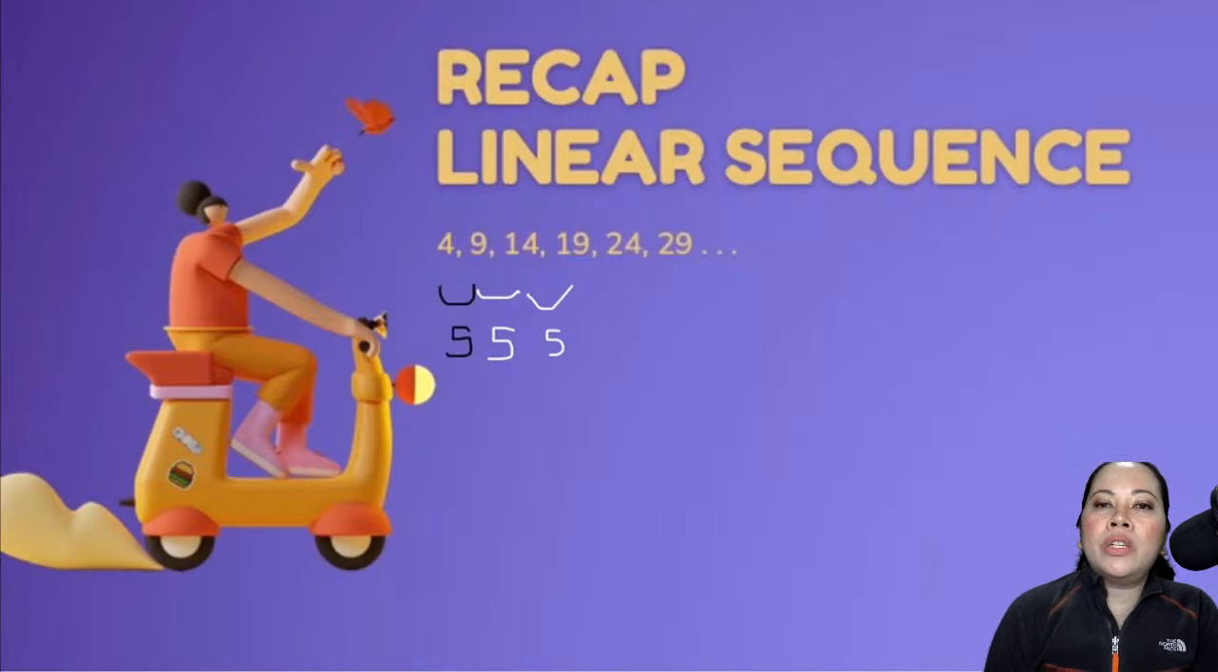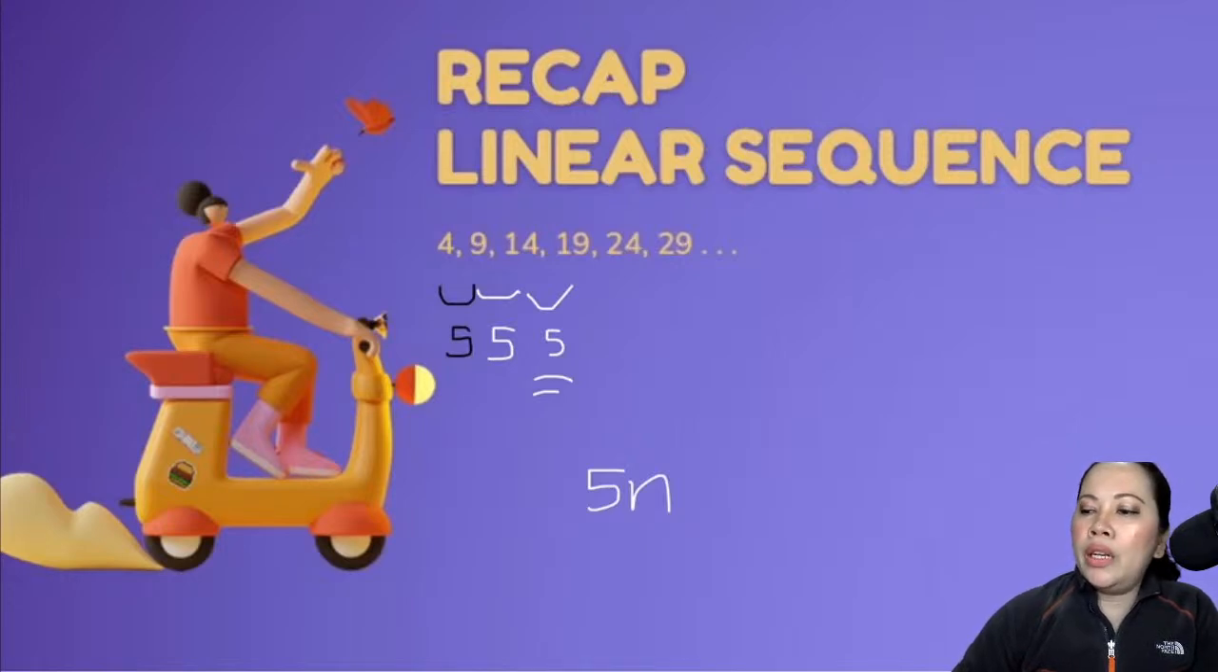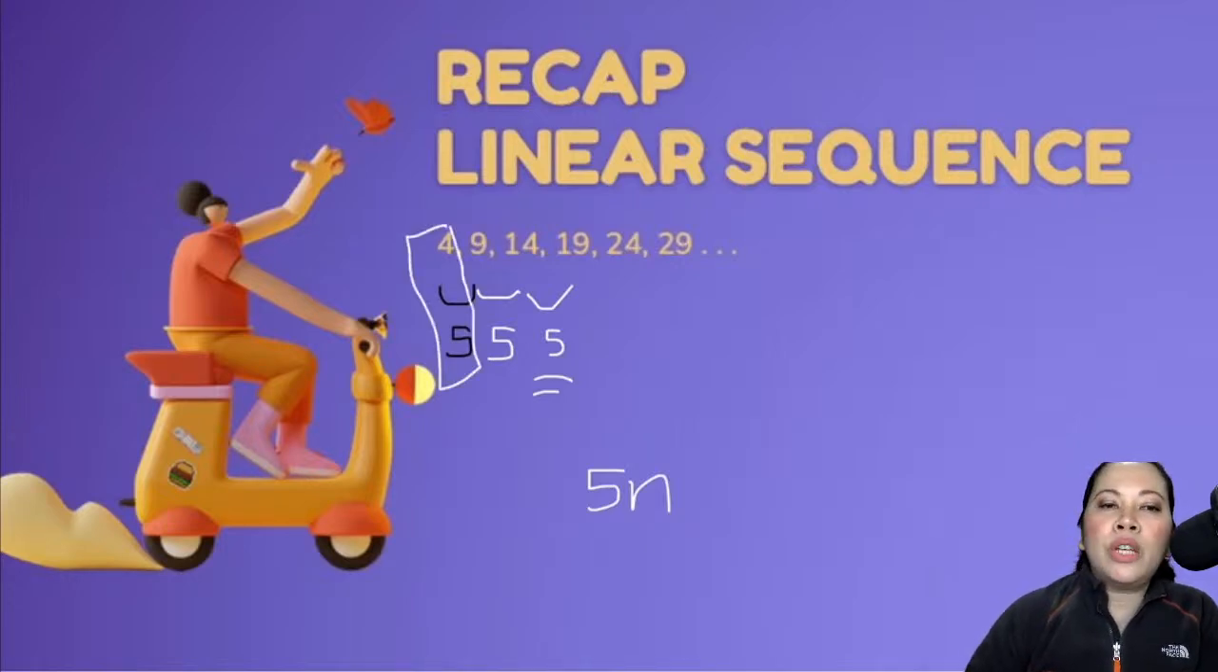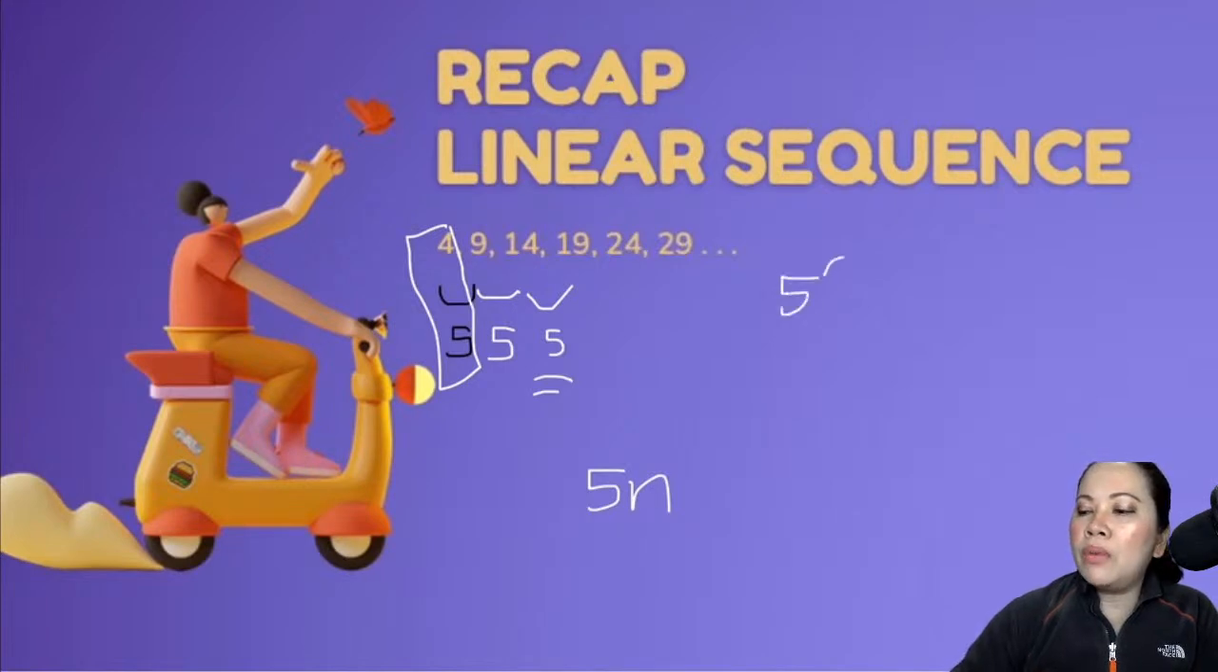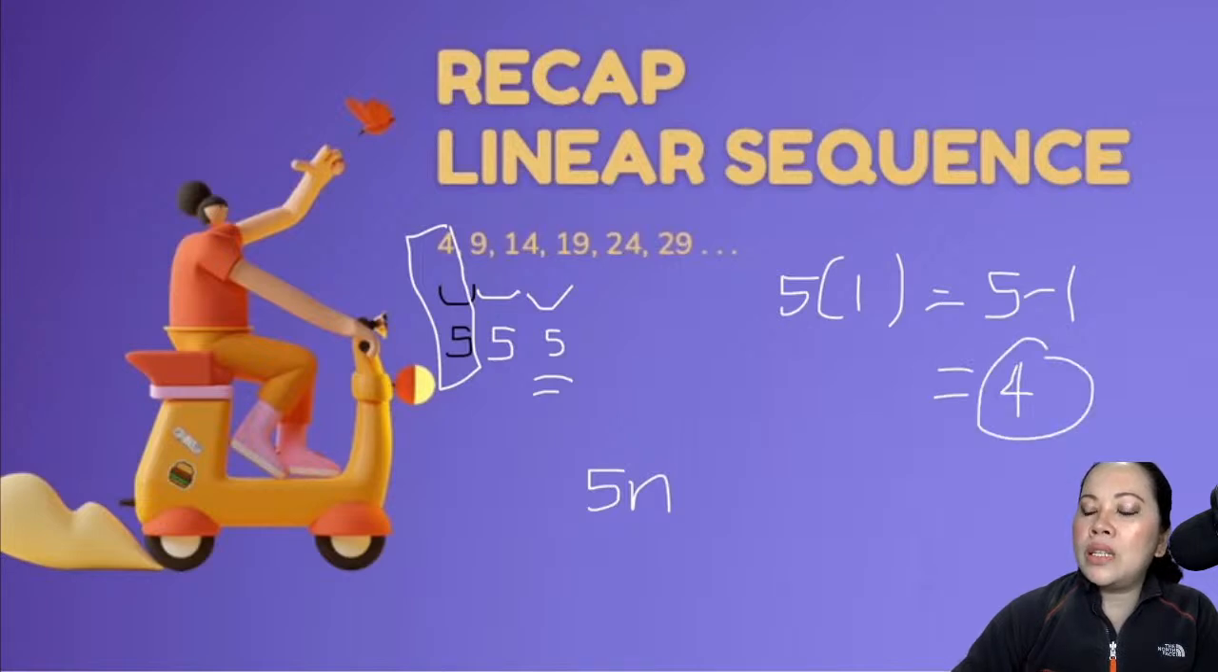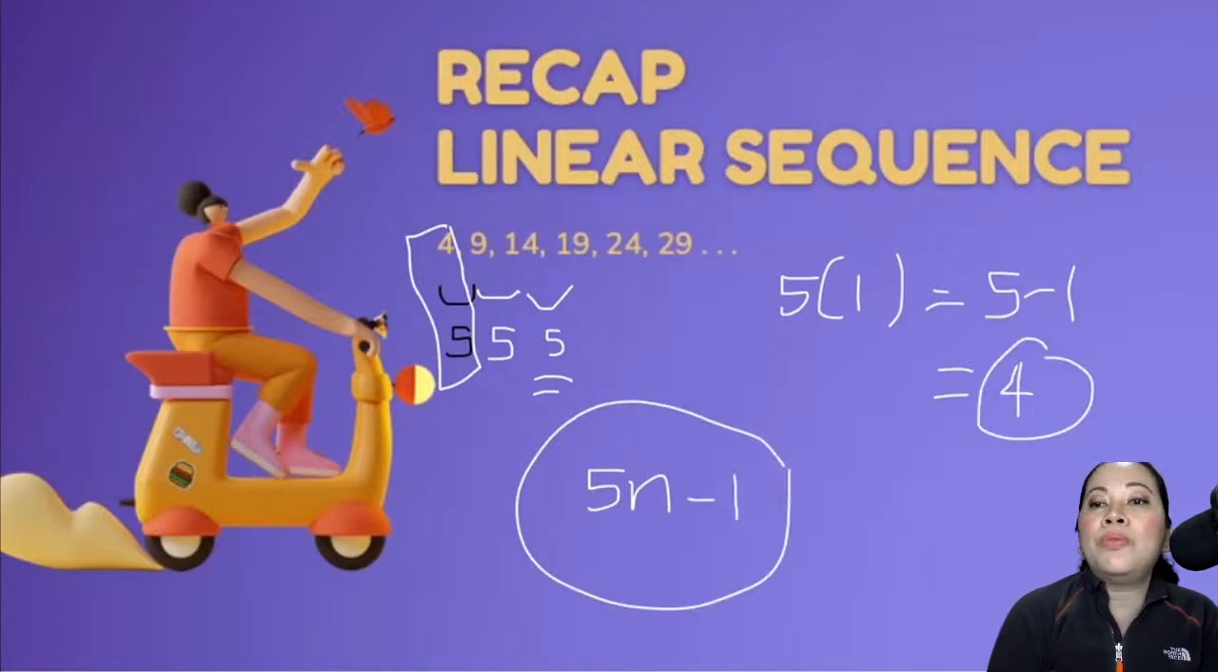Based on our discussion last time, the common difference is the one that you multiply with your n. n means the position in your sequence. So 5n, and then you substitute and find the difference to get 4. 5 times 1 is 5, minus 1 will give you the first term. Therefore, the nth term formula is 5n minus 1. So that is for the linear sequences that we discussed last time.